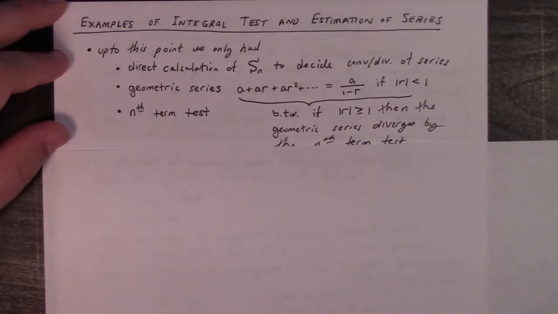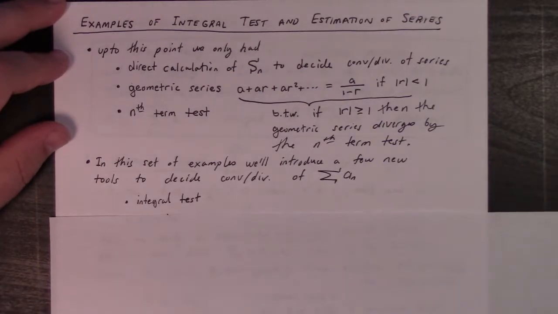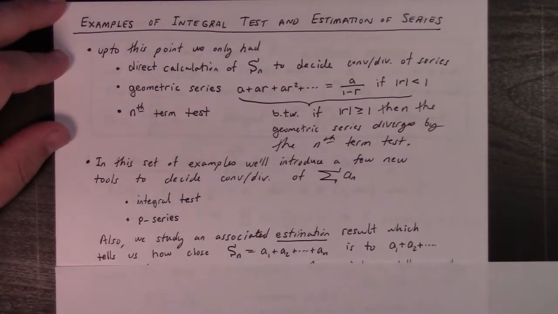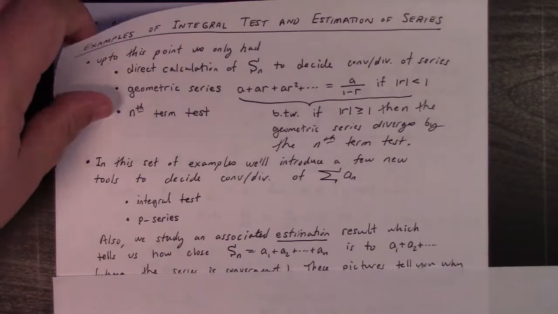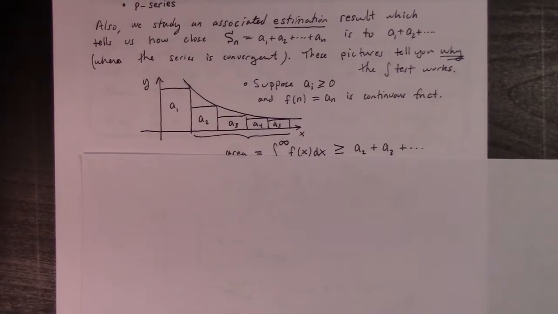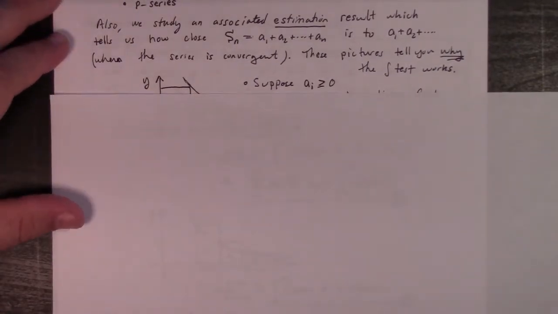of a given series. So now we will add a few new tools to decide the convergence or divergence of a series. In particular, we're going to learn the integral test and the p-series test, or result as I sometimes call it. And we'll also study the associated estimation result, which tells us how close the nth partial sum is to the total series, right?